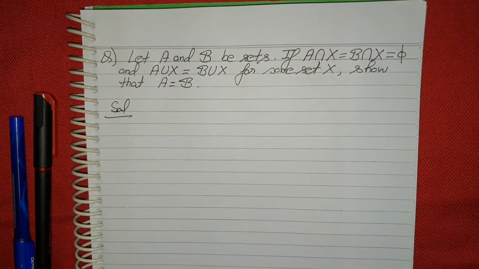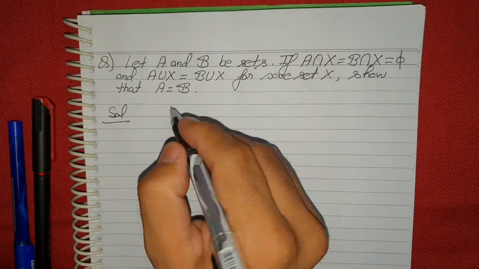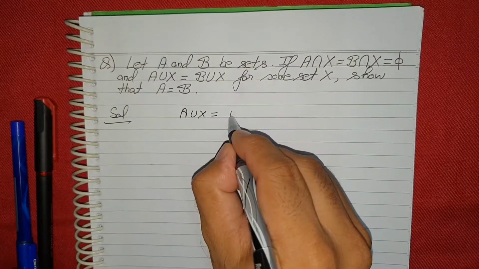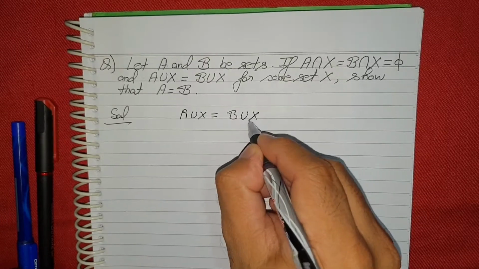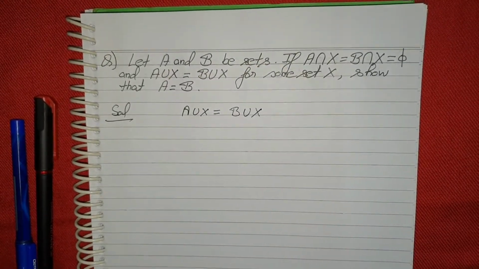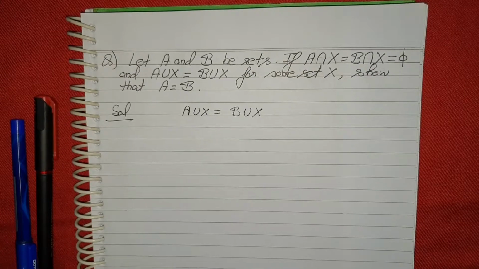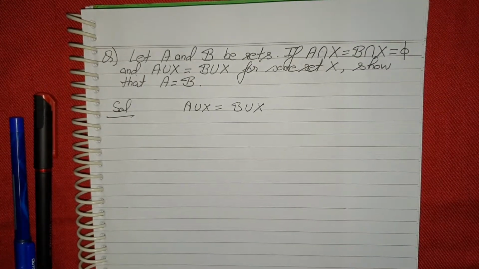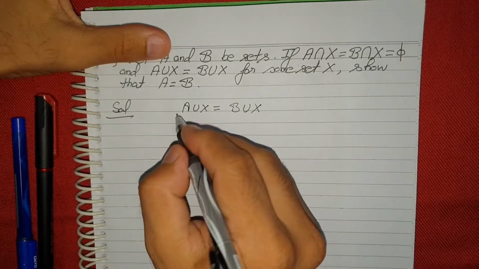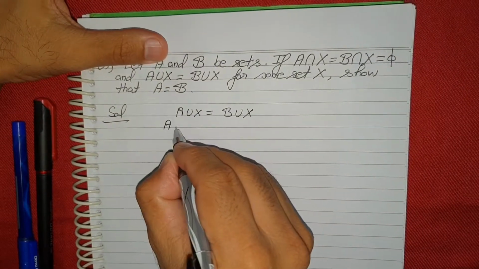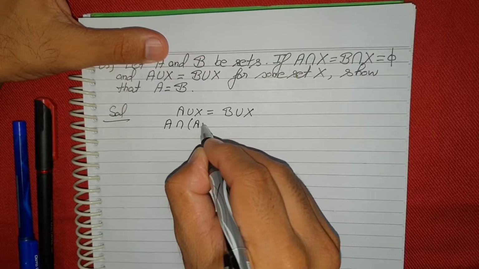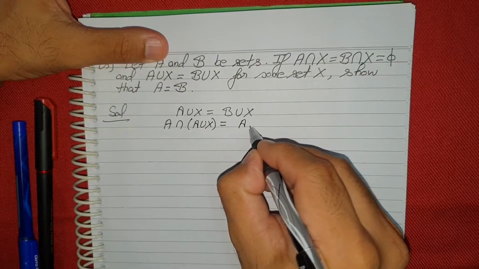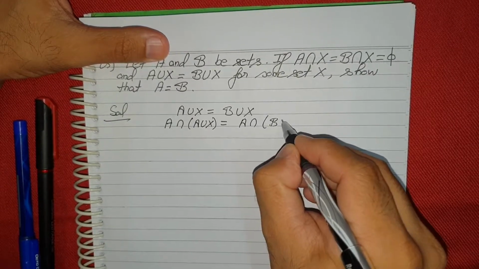Let's start with what is given to us: A union X equals B union X. Now we will take intersection with A on both sides. Taking intersection A on both sides, A intersection (A union X) equals A intersection (B union X).